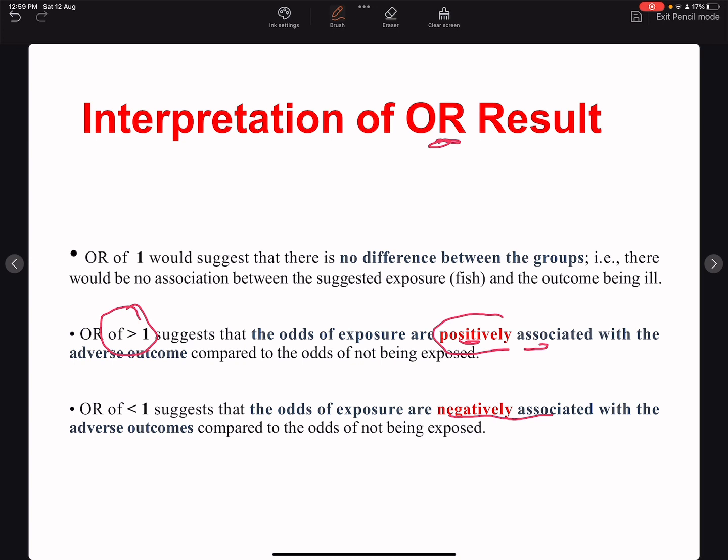So if the result is more than 1, then there is positive association between the exposure and the outcome. But if it is less than 1, then the odds of exposure are negatively associated with the adverse outcome. In case of 1, that means it is equal to 1. This suggests there is no difference between the two groups. There is no association depending on the exposure.